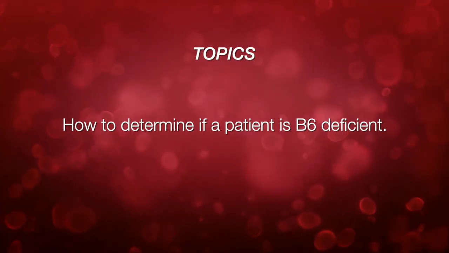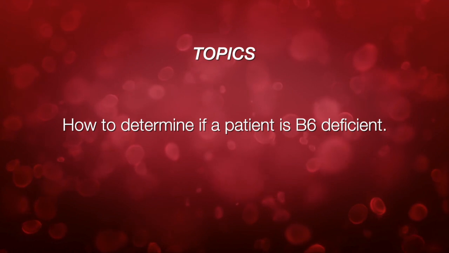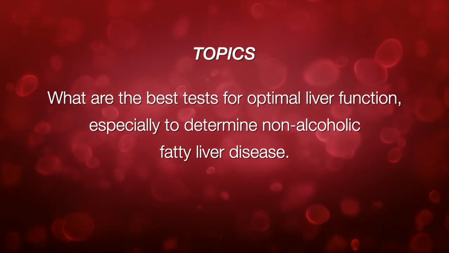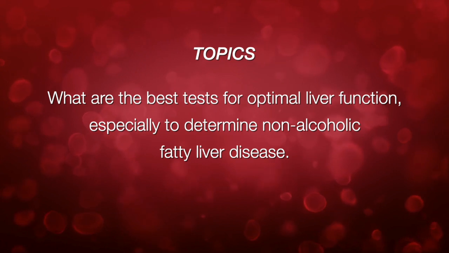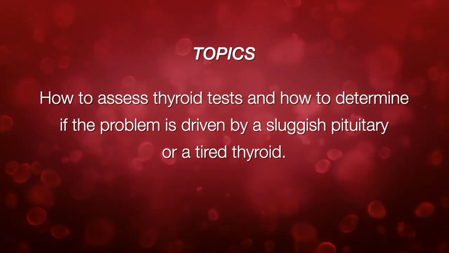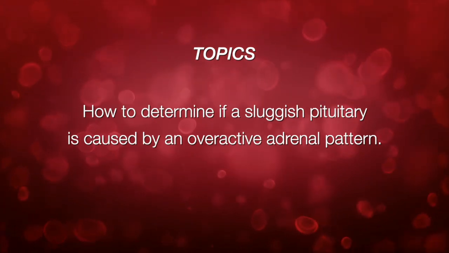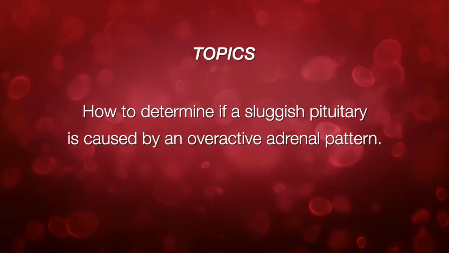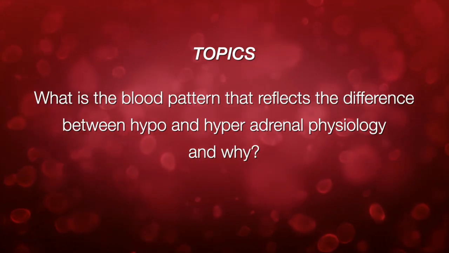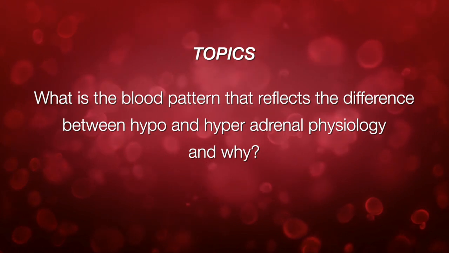Here are just a few of the topics he'll cover. How to determine if a patient is B6 deficient. What are the best tests for optimum liver function, especially to determine non-alcoholic fatty liver disease? How to assess thyroid tests and how to determine if the problem is driven by a sluggish pituitary or a tired thyroid. And then how to determine if a sluggish pituitary is caused by an overactive adrenal pattern. What's the blood pattern that reflects the difference between hypo and hyperadrenal physiology and why?